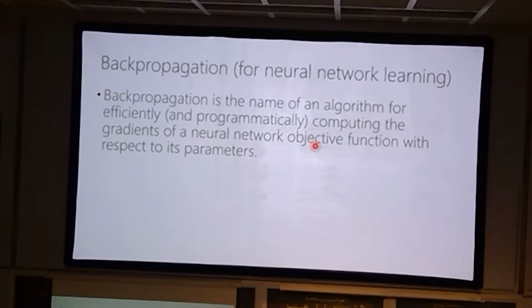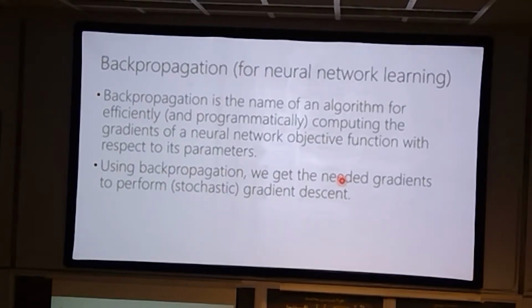Okay, so backpropagation sometimes sounds like this fancy thing, but it's really just the name of an algorithm for efficiently and programmatically computing the gradients of a neural network objective function. And that's basically what we run. We get those gradients from this algorithm. Once we have the gradients, we just plug them into what we learned last week, which is gradient descent or stochastic gradient descent.